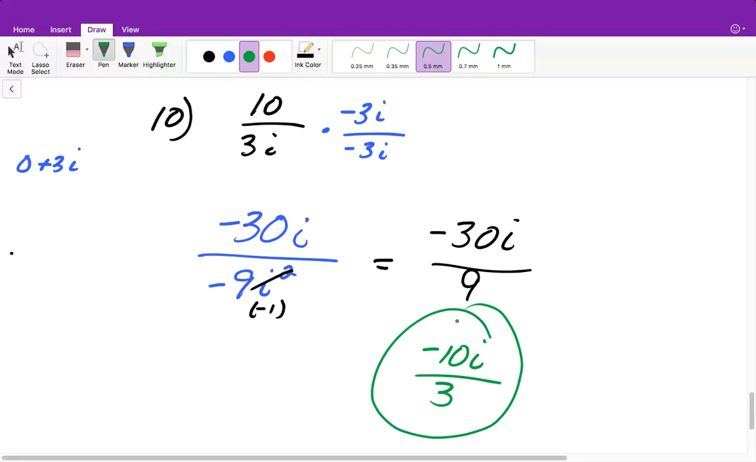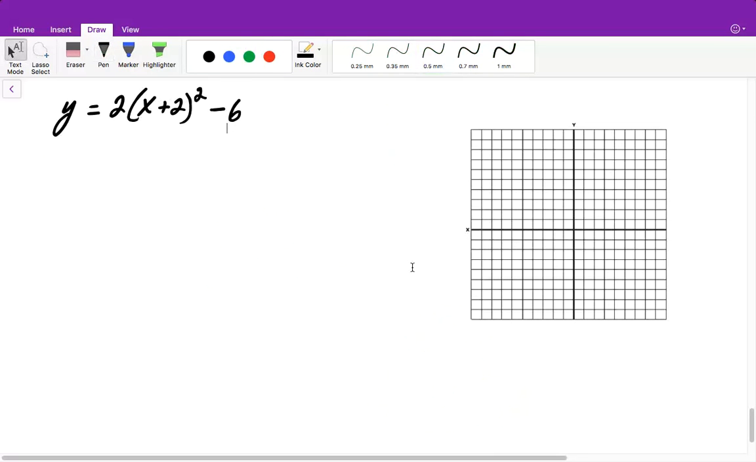All right, so for the directions for 11 and 12, it will say to first write in vertex form if need be, then graph. Well, this is already in vertex form for you. So we don't need to write it in vertex form because it's already there. So the first thing we have to do then is identify how our vertex is moving. Well, this is telling us we're moving 2 to the left, and this is telling us we're moving 6 down.